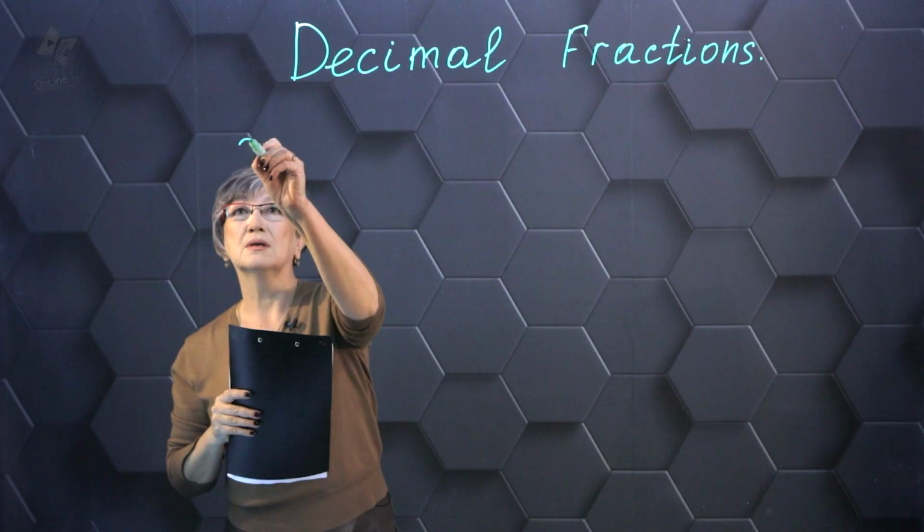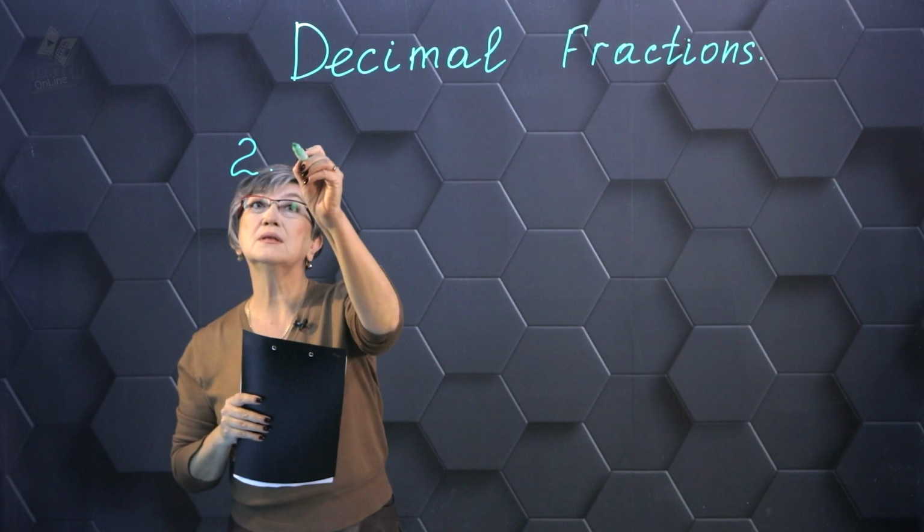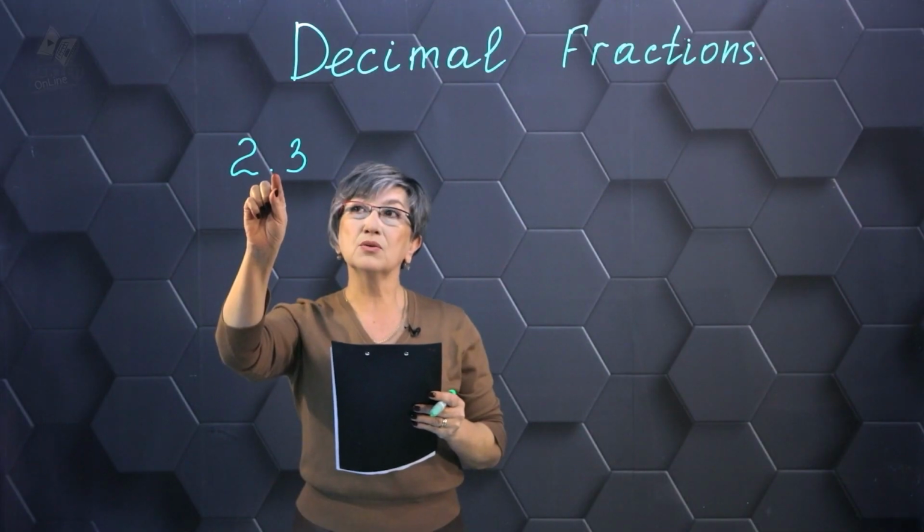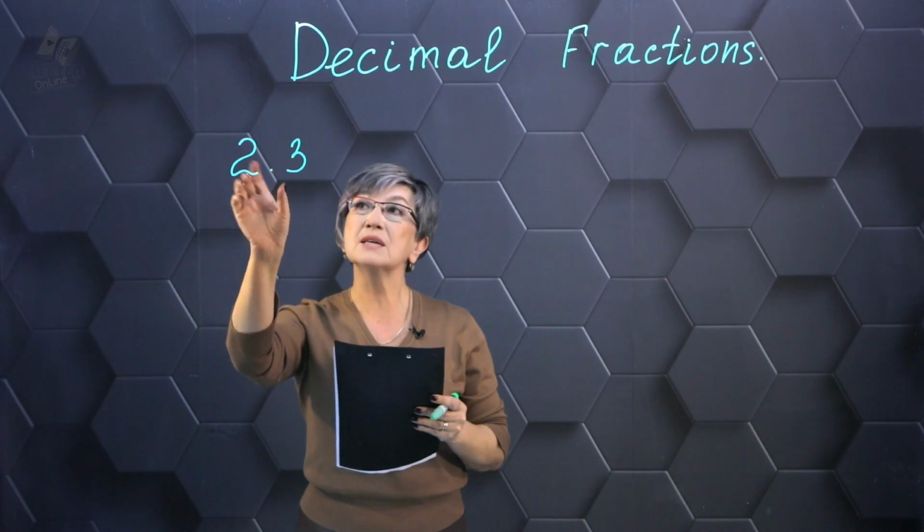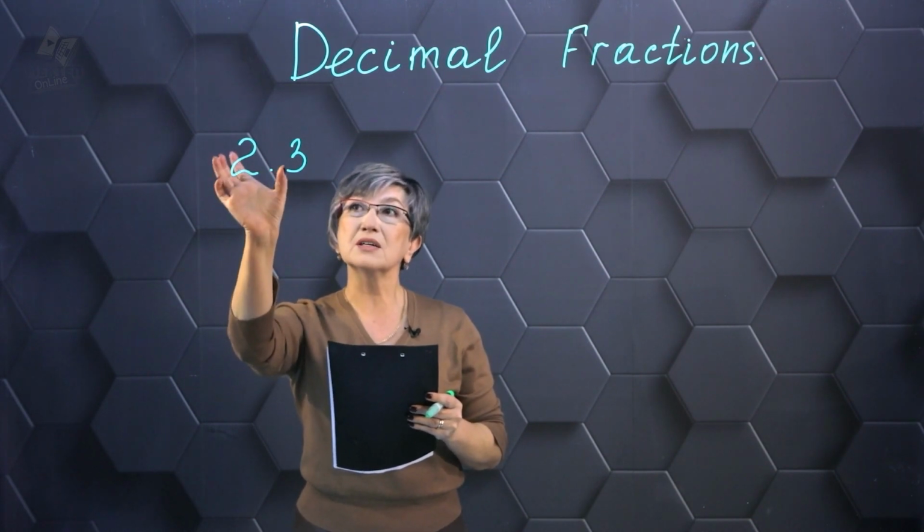So let's write down one of the decimal fractions. I'm writing down 2 whole 3 tenths. Note that when we write down common fractional numbers in general, we use a fraction line. In this case, we are not using a fraction line. So what do we use? We use this dot here, which divides our entry into a whole part and a fractional part.